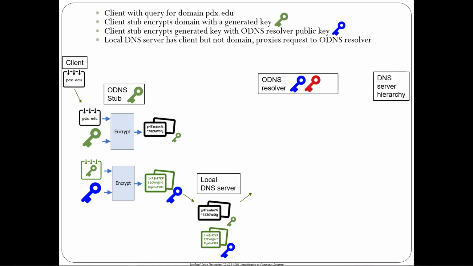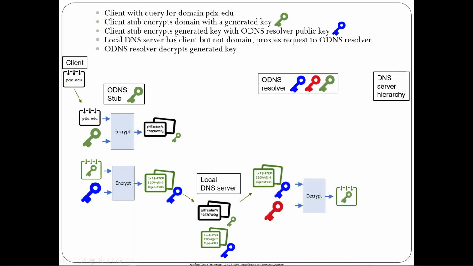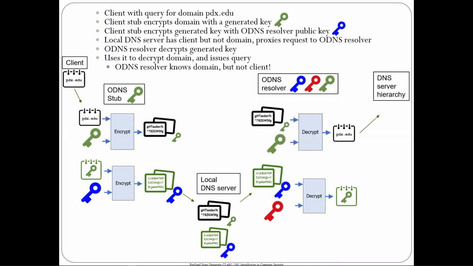The open DNS resolver is going to take this encrypted session key that's been encrypted with its public key, then decrypt it with the private key, and then regenerate that session key, and then use that key to decrypt this original request, and get that this was pdx.edu. And so now the open DNS resolver has this session key that the stub generated, and then it does this lookup. This lookup is done just like we did before, and then you get the result.